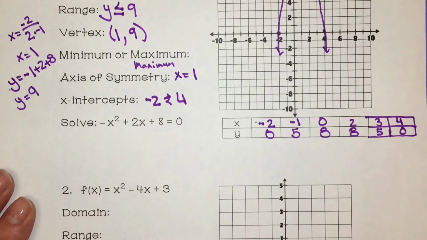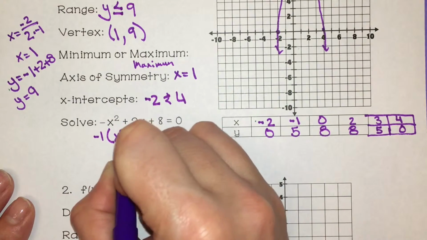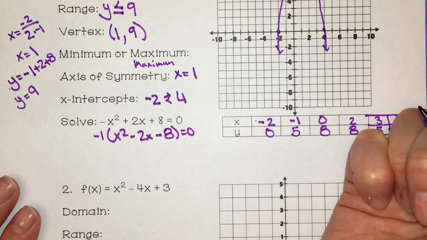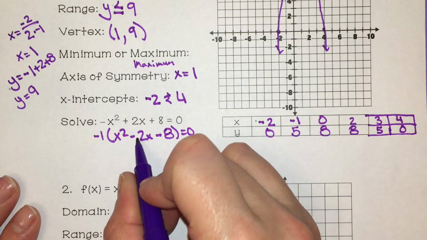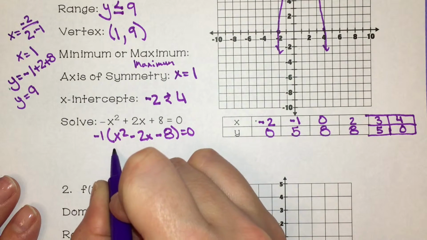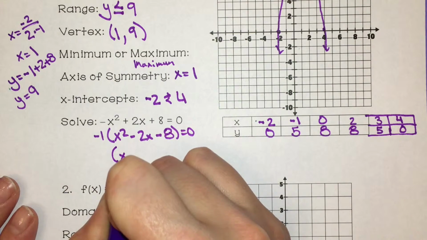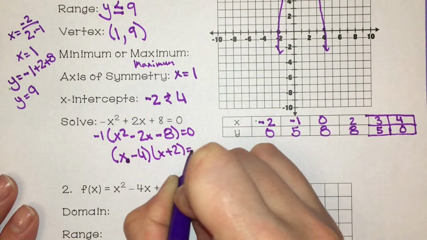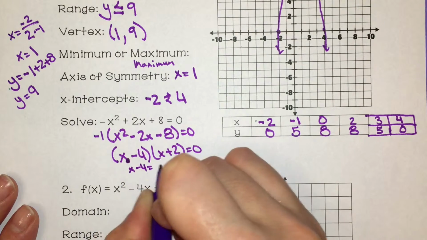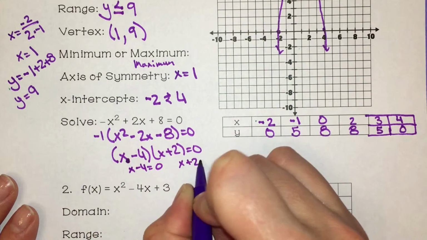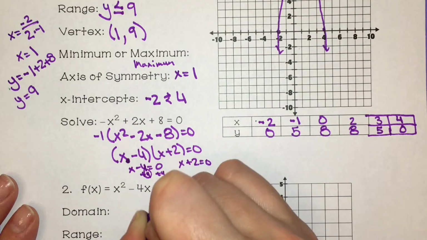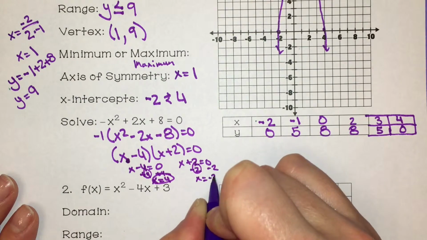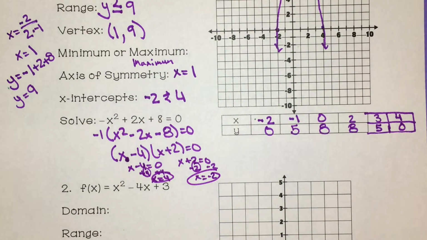Okay, then I'm going to solve this one. I'm going to factor out -1 to get x squared minus 2x minus 8 equals 0. When I factor it, what adds together to equal -2 and multiplies together to equal -8 is -4 and +2. So x minus 4 times x plus 2 equals 0. I'm going to set them each individually equal to 0 and solve for both. Add 4 to both sides to get x equals 4. Subtract 2 on both sides and I get x equals -2, which are my x-intercepts.